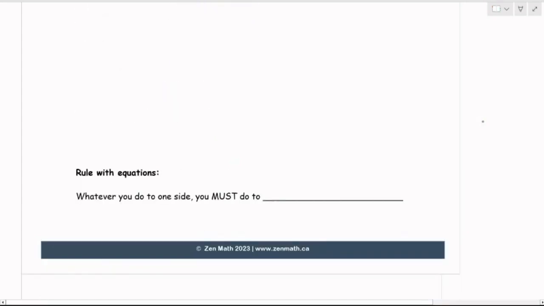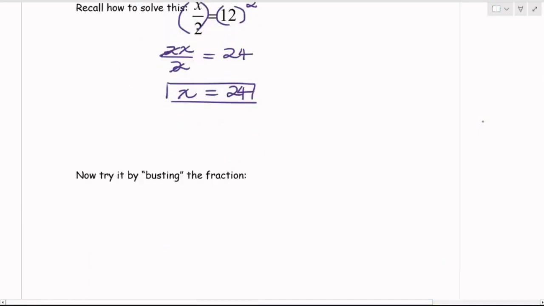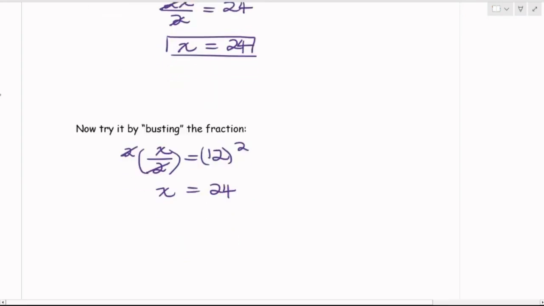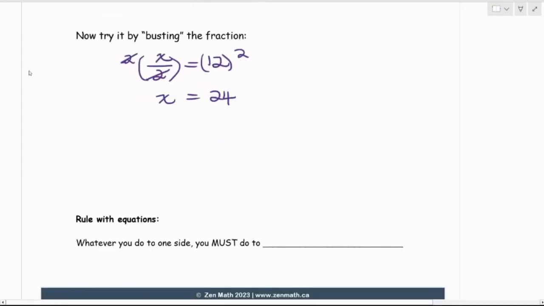But what I want you to take away from that first example is you don't have to show all that work. Isn't that good to hear? You don't hear teachers saying that too often. So instead, you have x over 2 equals 12. What you're going to do instead is just show the 2 here and just show that you're multiplying by 2 here. Cross it out, bust, and you get 1x equals 24. That's it. So down below, the rule with equations is whatever you do to one side, you must do to the other side. Let's etch that into our brains.